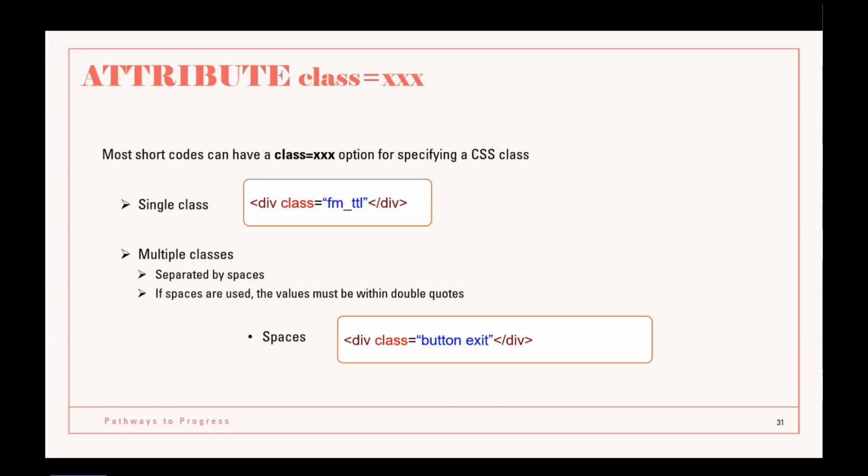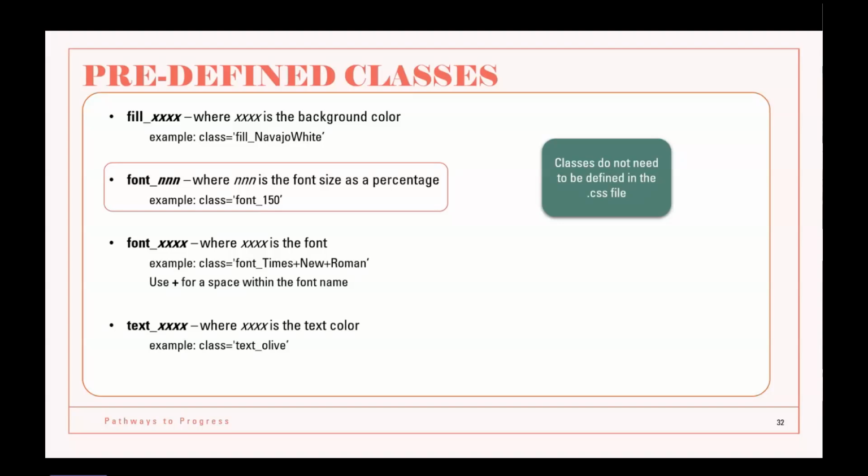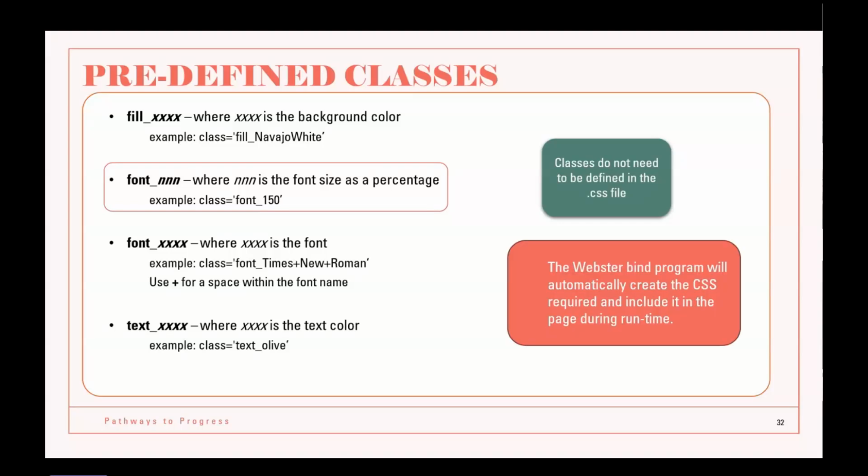Just as you would in normal HTML, you can assign the container a class in order to assign any CSS you want applied. Webster Plus also has some predefined classes, such as fill, font and text. An example would be font_NNN, where NNN is the font size as a percentage. You do not require a rule for these in your style sheet, and the WebBind program will automatically create the CSS required during runtime and include it on every page.